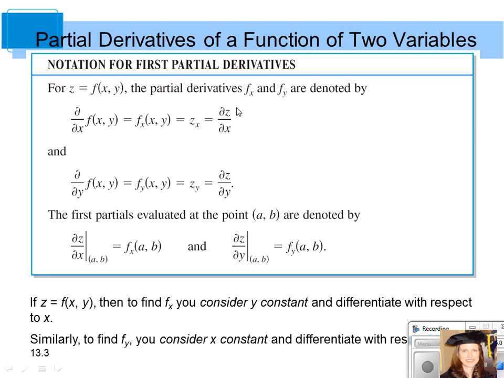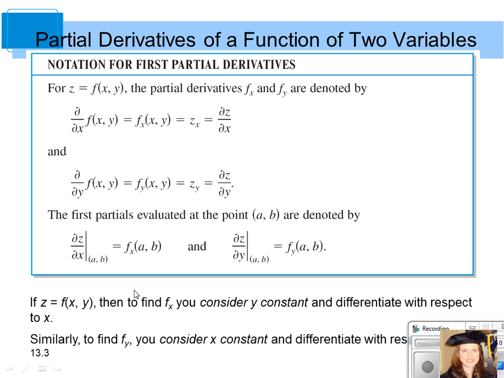So keep that in mind. There's many different ways of saying or asking for the partial derivative of a function with respect to x and y. And similarly, you can see in this line here are the different ways that you can represent the partial derivative of a function with respect to y. These partials evaluated at a point you can use this notation here.